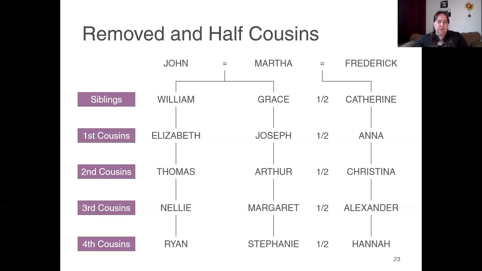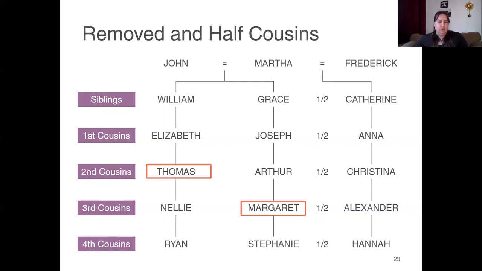Now, what happens when two individuals are in different generations, meaning that they're a different number of generations down from the common ancestor? For example, Thomas and Margaret. Thomas and Margaret definitely have two ancestors in common. They're full cousins. However, because they're not in the same generational level, we can't just refer to them as either second cousins or third cousins. We actually talk about them as cousins removed. And what removed means is that they're removed a generation from the common generational level.